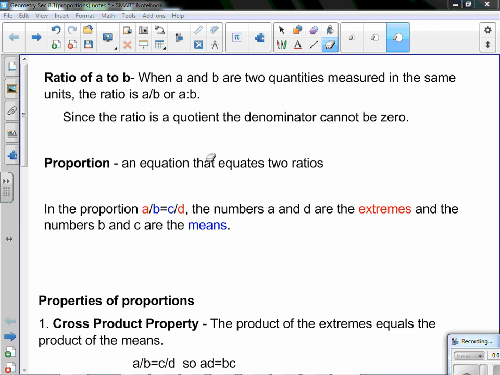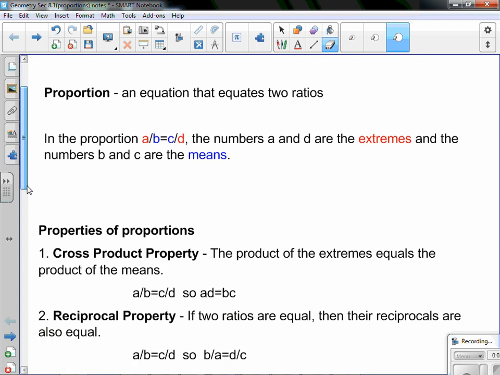All right, so then a proportion is an equation that equates two ratios. So in other words, it's an equation that sets two ratios equal to each other. And in a proportion of A over B equals C over D, then A and D are going to be called the extremes. So the top left and the bottom right are the extremes. And B and C, the bottom left and the top right, are going to be called the means. So you've got the extremes and the means.